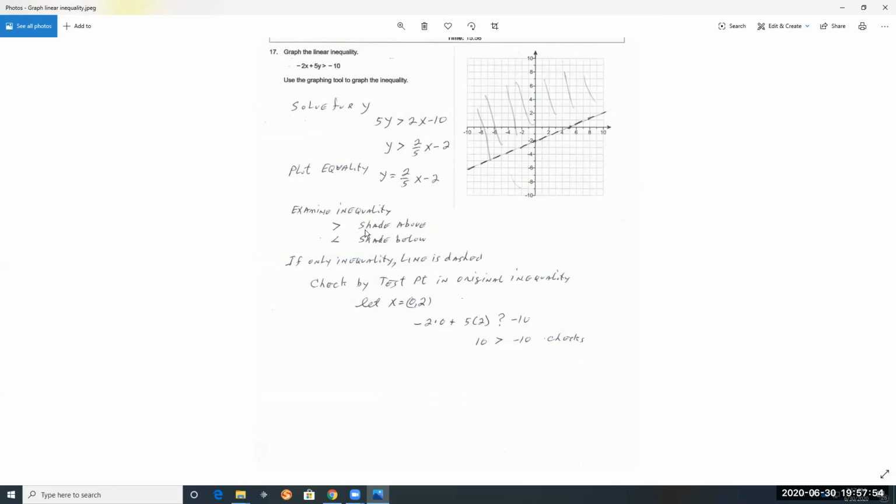What's included in the answer, if we have a greater than symbol after we solved, is that we shade above. If we have a less than symbol after we've solved, we shade below. Just in case we made a mistake in our solving and shading, we want to use a test point plugged into the original inequality. Let's use (0, 2), which is this point. If this point satisfies the original inequality, we know we've shaded correctly. Plugging it in, we have -2 times 0 plus 5 times 2 gives me a value of 10. 10 is greater than -10. So that point should be shaded and all corresponding points.